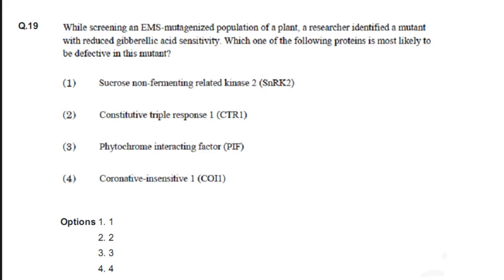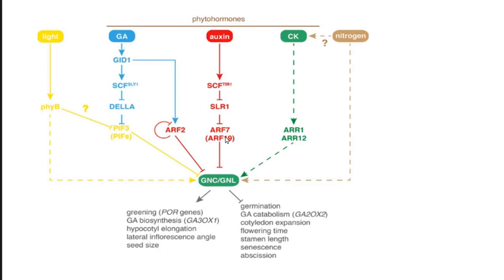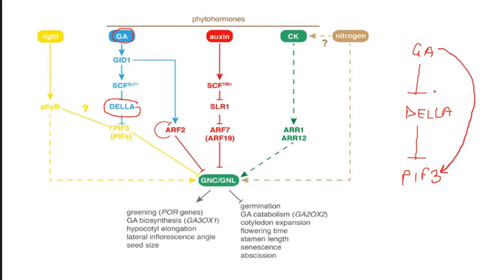To solve this, I'll show you one picture. Just for the general idea, I have kept this picture. This means that the gibberellin hormone represses a protein named DELLA. Gibberellin represses DELLA. And what does DELLA do? DELLA represses phytochrome interacting factor PIF3. That means gibberellin is activating PIF3 because gibberellin is inactivating DELLA. Indirectly PIF3 is activated.